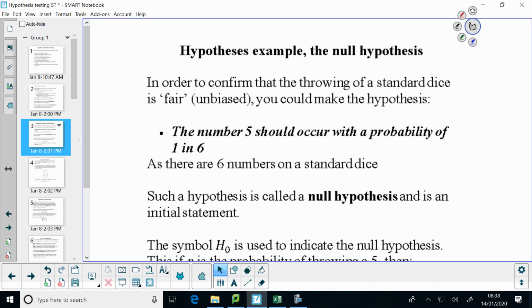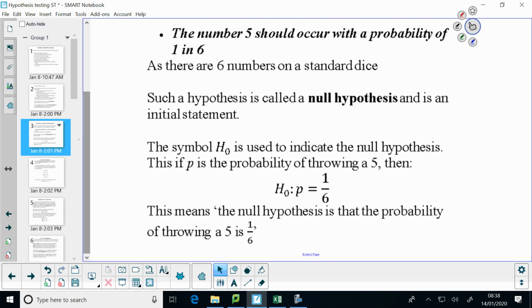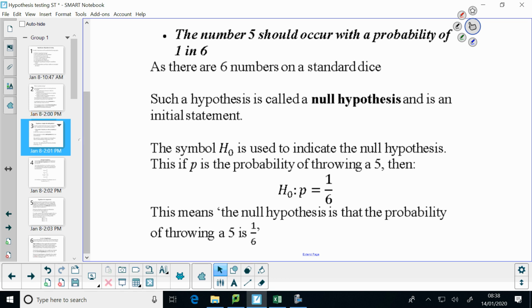And it is an initial statement. We use the symbol H subscript 0 to indicate the null hypothesis. If P is the probability of throwing a 5, then you would write like so, H0 colon P is equal to 1/6. That's your null hypothesis in mathematical terms. So the null hypothesis is that the probability of throwing a 5 is 1/6.